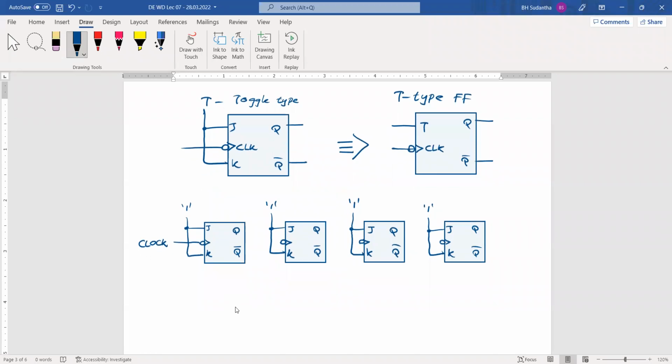We take this first flip-flop output as A, and we give it to the second flip-flop clock input. The second flip-flop output is B, and we are taking B to the third flip-flop clock input. The third flip-flop output is C. And following the same pattern, we give this one to the fourth flip-flop clock input, and the fourth output is D.